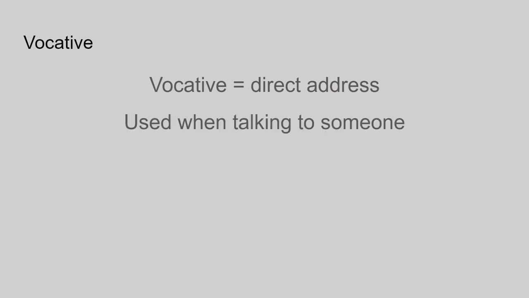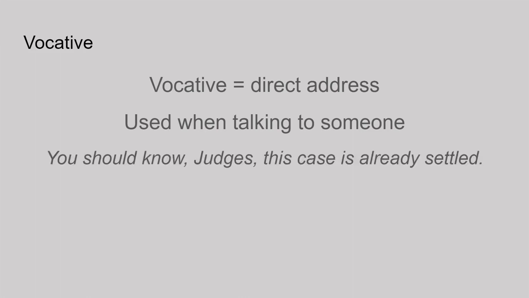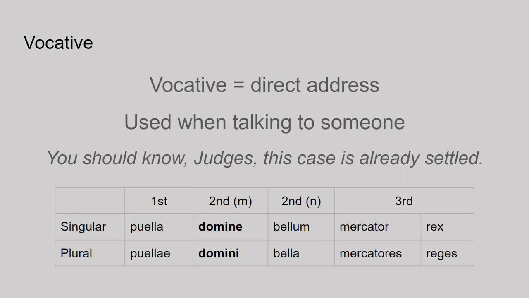So it's used when talking to someone, and Cicero uses it a lot when talking directly to the judges in his court case. For example, in this sentence, you should know, judges, this case is already settled. So the word judges would be in the vocative case. Luckily, it's the same as the nominative case for the first and third declension, so the second declension is the one to look at here.